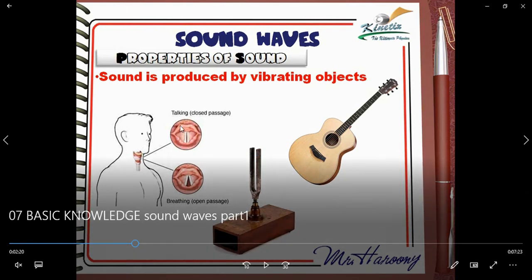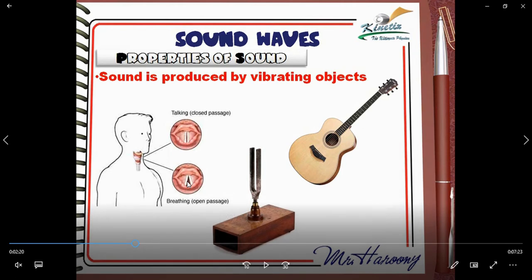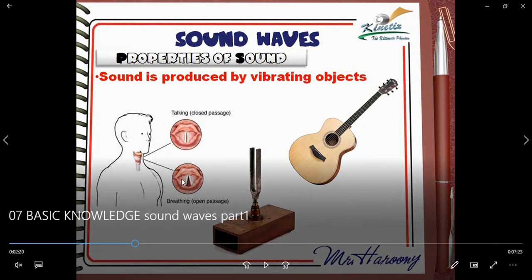And over here you can see the vocal cord, with breathing open passages and taking closed passages. Whenever the passage is closed, that means we are trying to talk, and whenever the passage is open, that means we are taking our breath, either taking it in or getting it out. So sound is produced by vibrating objects.